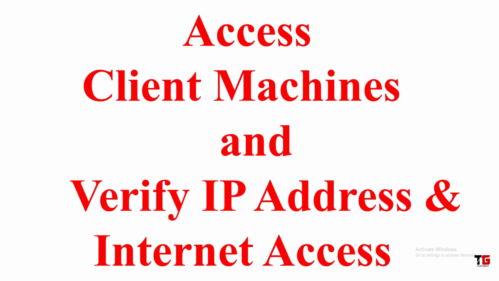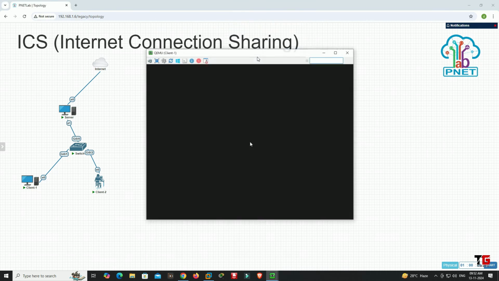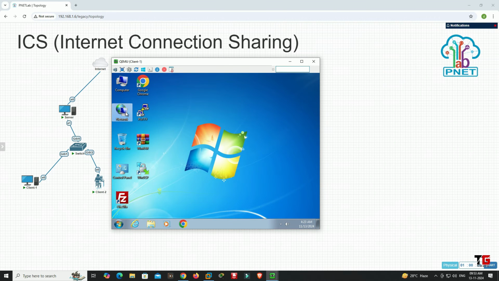Access the client machines that are connected with the LAN switch, and verify that internet is accessible on both client machines.